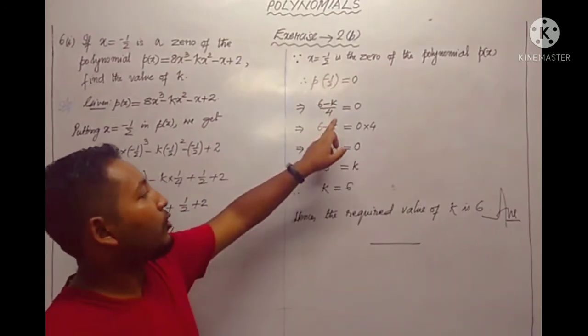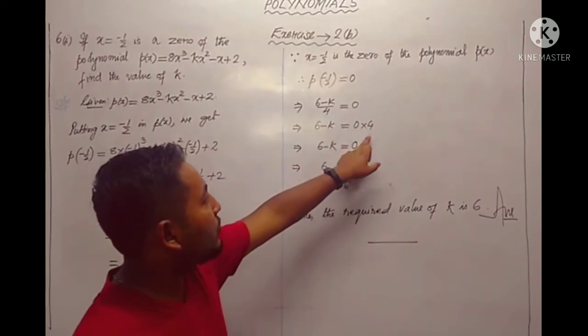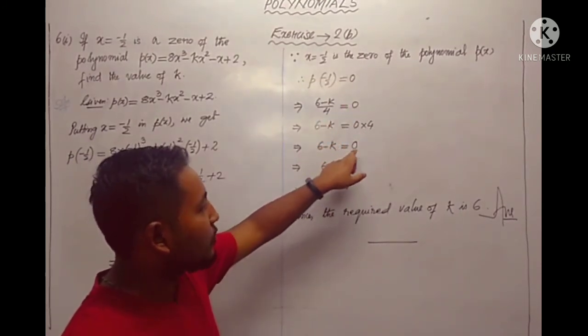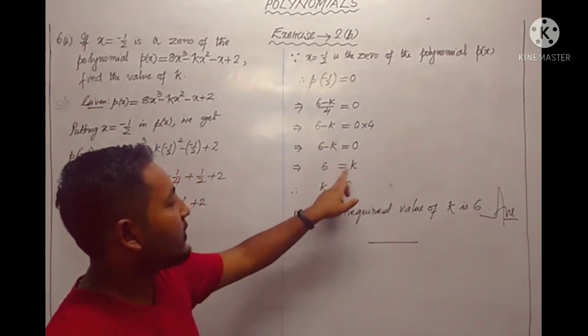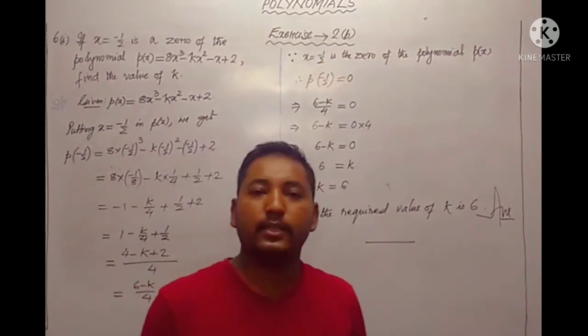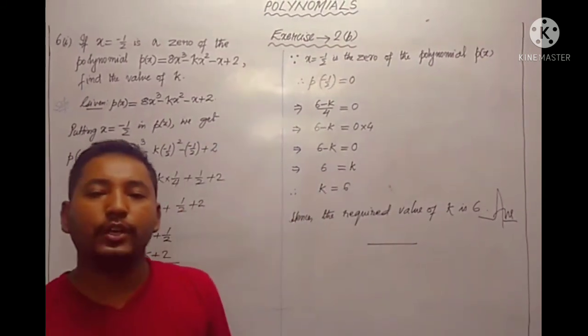Put here. Now, you cross multiply. 4 into 0, 0. 6 minus k equal to 0 into 4. 6 minus k equal to 0. This k will go this side, becomes 6 equal to k. Therefore, k equal to 6. Hence, the required value of k is 6. So, let us move on to the next question now.